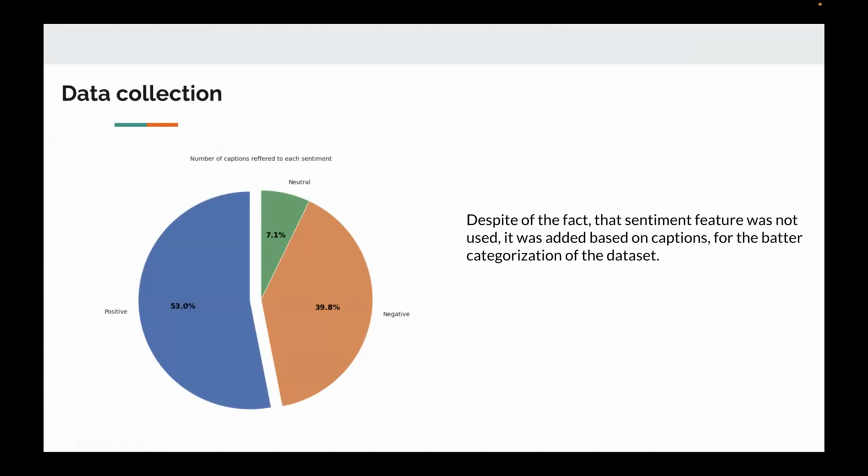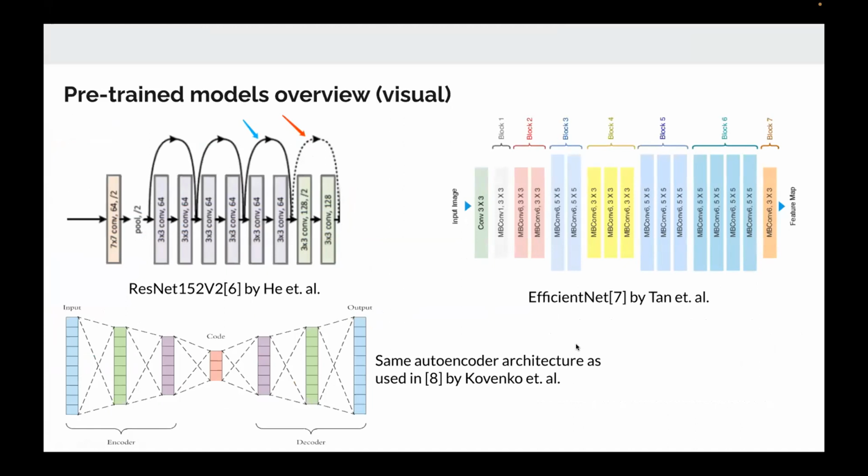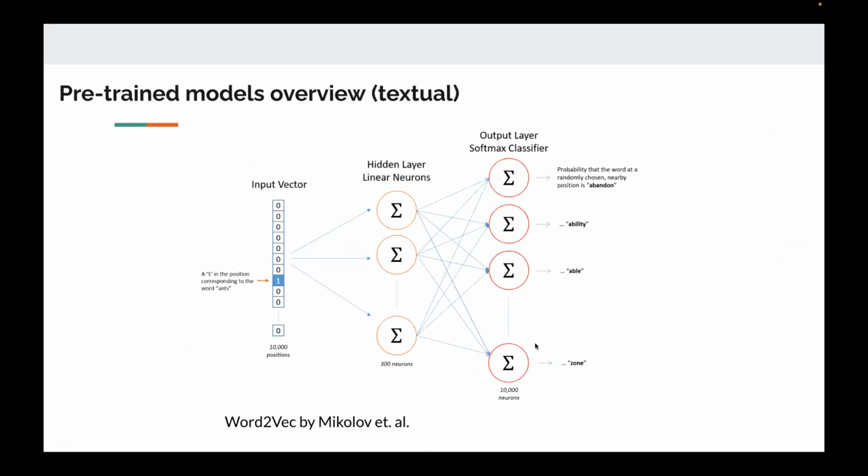Let's start with the pre-trained models overview, mainly the visual models that we experimented with. The first model is ResNet, the famous model by He et al. Also, we tried EfficientNet. And we also tried the autoencoder for visual data encoding, mainly the encoder part, because an autoencoder has the possibility to learn the underlying data structure while training to reproduce the data. For the textual data, we just use the word2vec model by Mikolov et al.